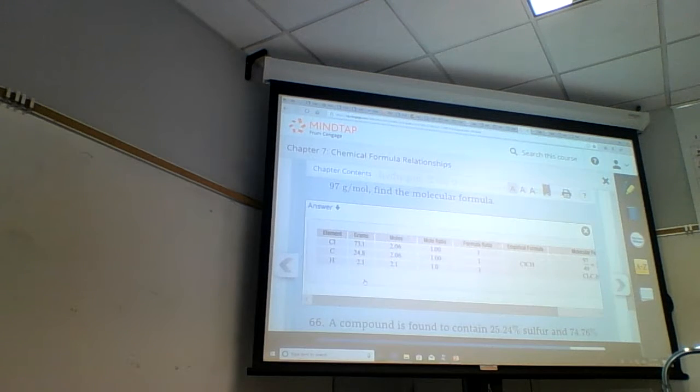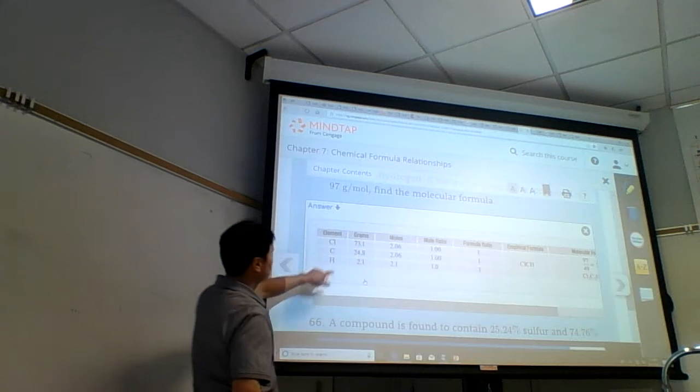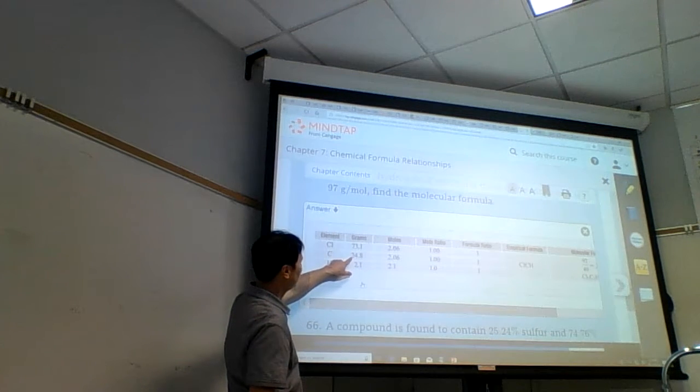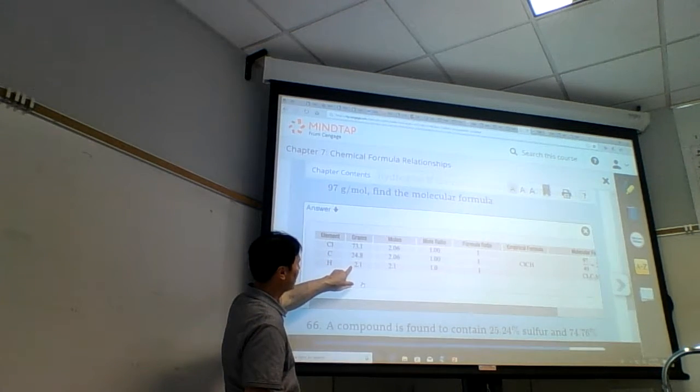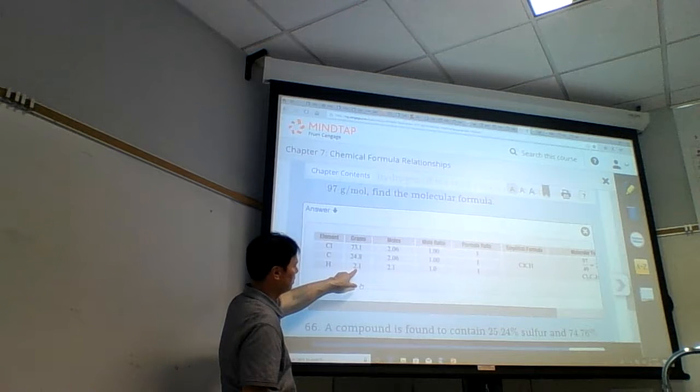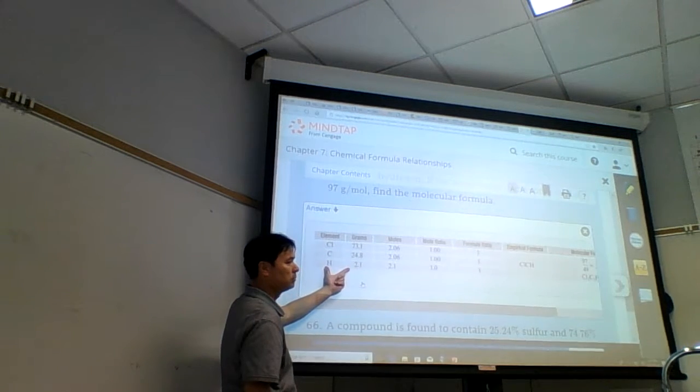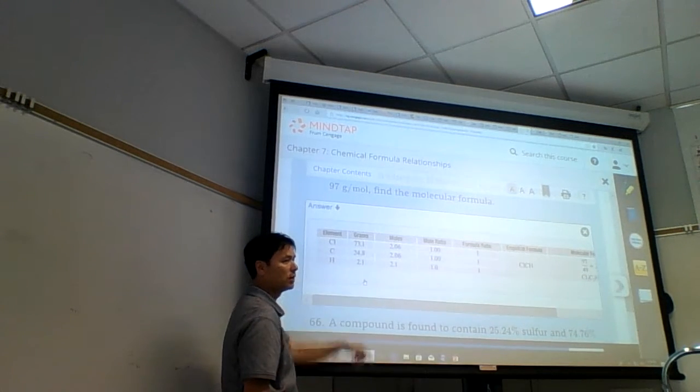Well, it all has to add up to 100. So if I take 73.1 plus 24.8, it comes out to 97.9. So 97.9 is not 100%, so in order to make it 100%, there must be 2.1 grams of hydrogen. So that's the first thing we have to do.